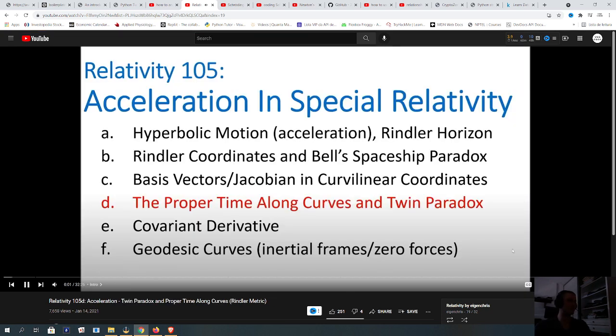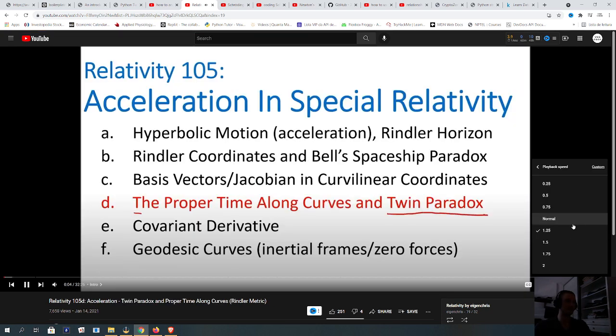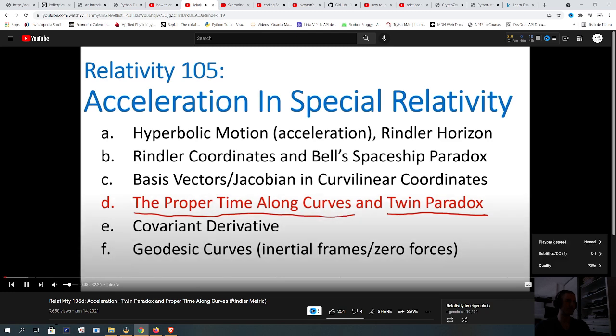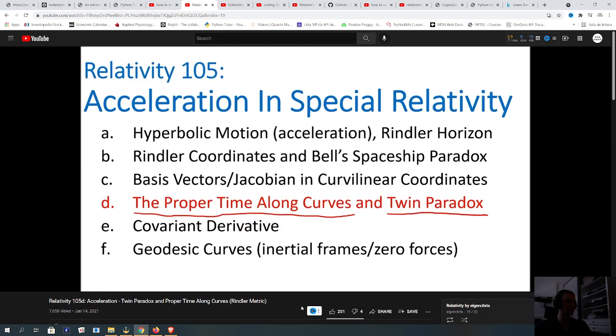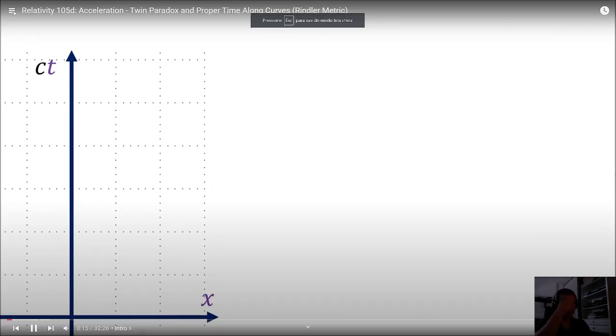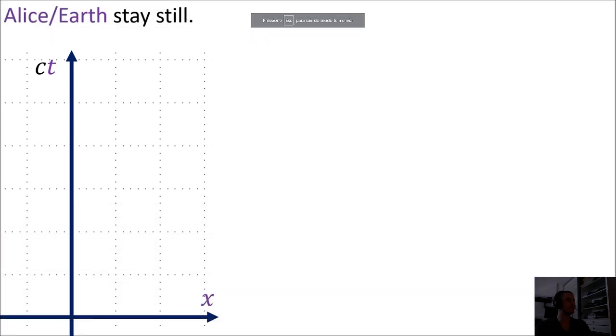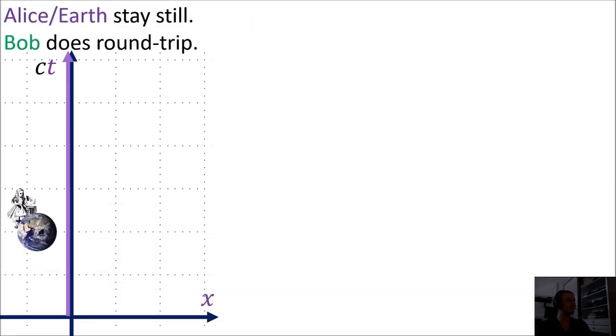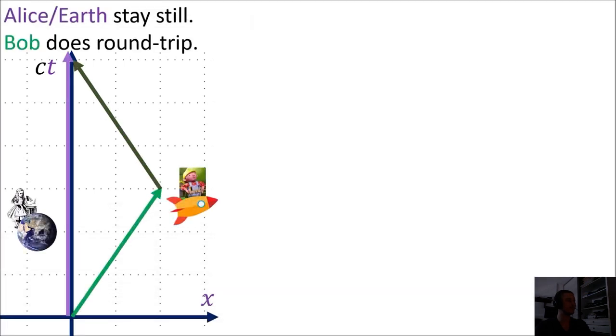In this video, we're going to talk about the twin paradox and how to calculate the proper time along curved world lines using the Minkowski and Rindler metric tensor matrices. Let's start with the twin paradox. The twin paradox involves two observers, Alice, who stays home on Earth, and Bob, who goes on a round-trip journey on a rocket close to the speed of light.